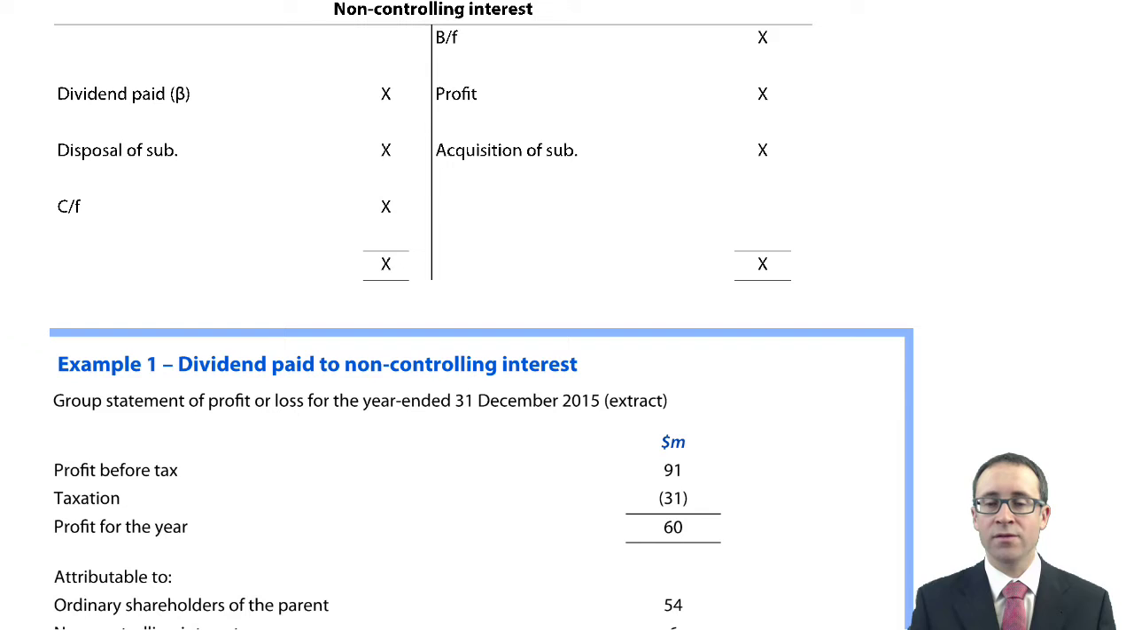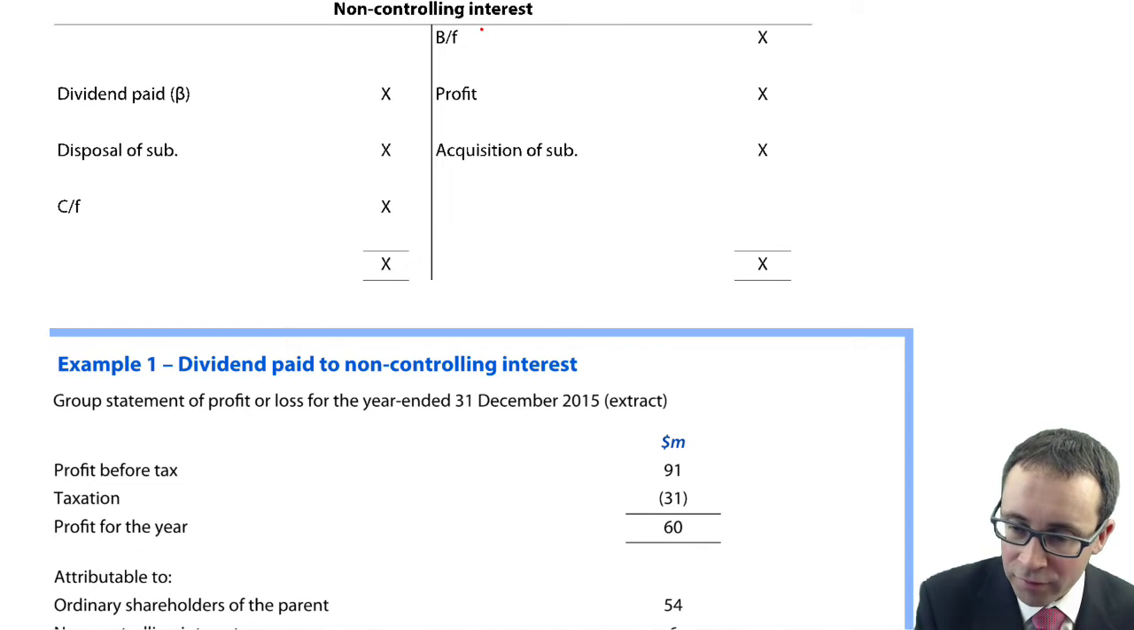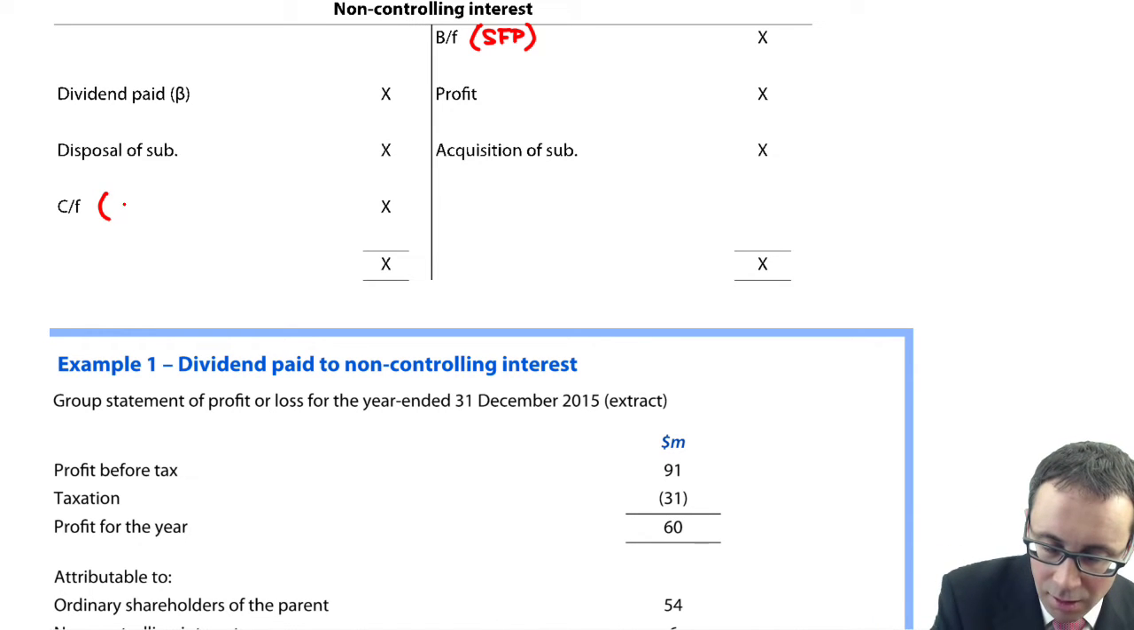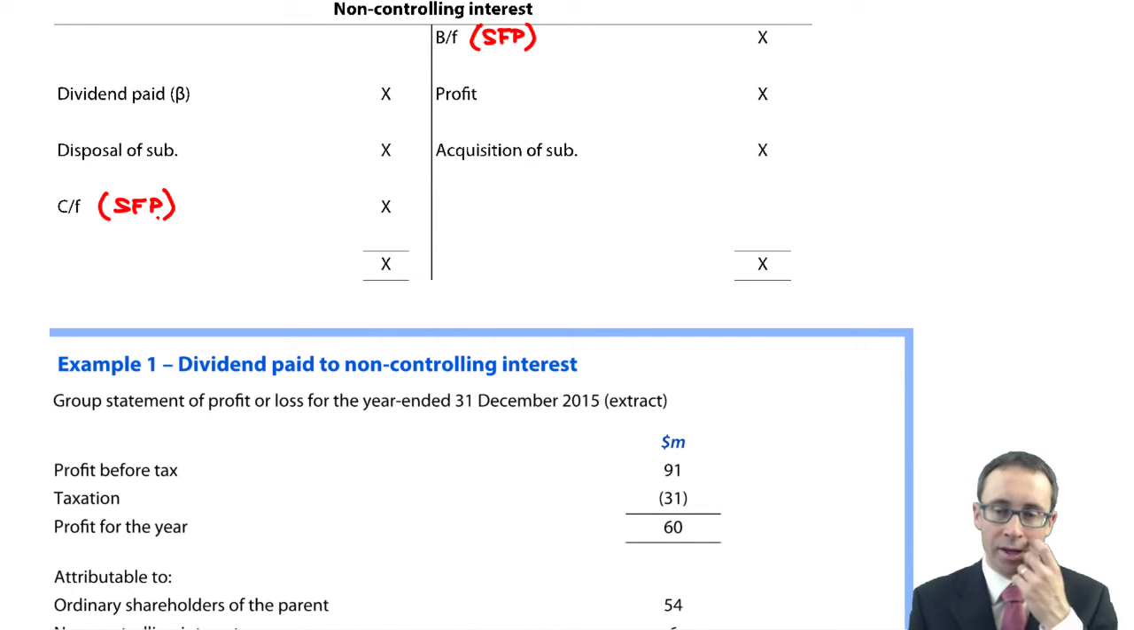So if you think about your dividend paid to your non-controlling interest, it's a dividend paid, so it's a cash outflow, and it goes within your financing activities within the group statement of cash flows. When we think about non-controlling interest, the only place that we see it on the SFP is within the equity section, isn't it? So you have your brought forward figure from the SFP on the credit side. I say SFP meaning group statement of financial position. And then you have your carry forward on the debit side, ready to bring forward on the credit side in the following year. So that's your opening and closing balances.